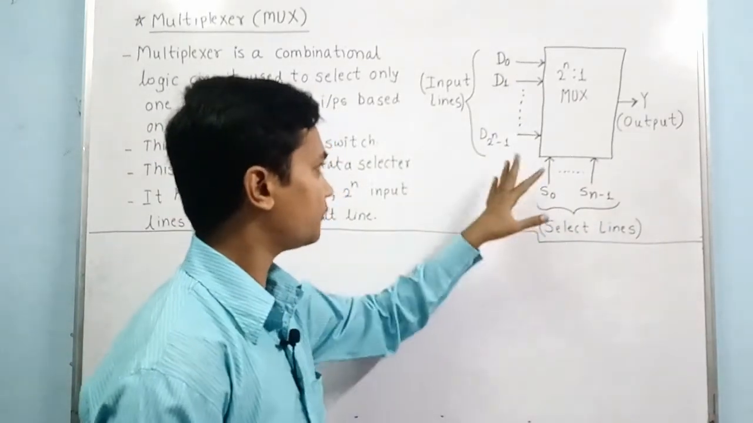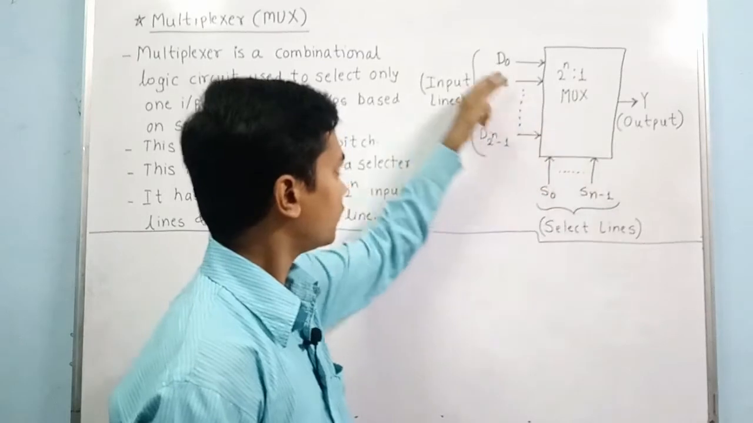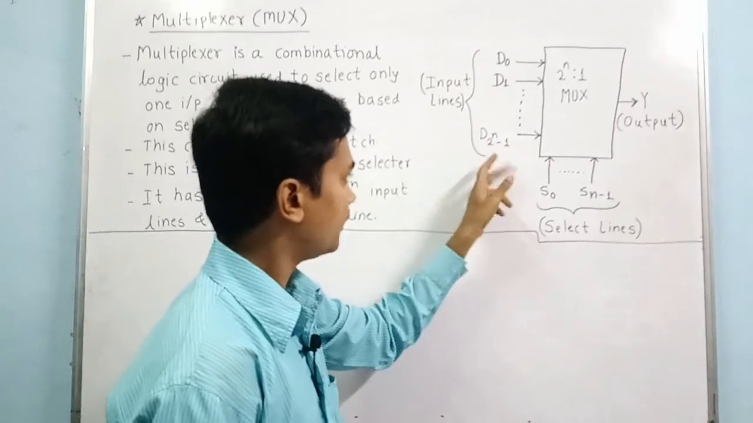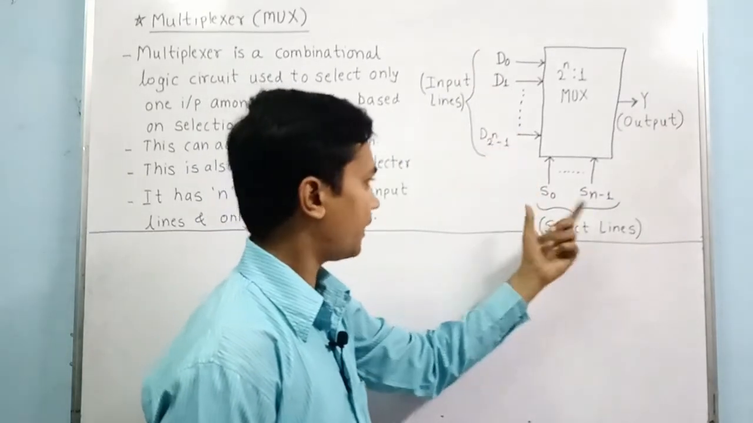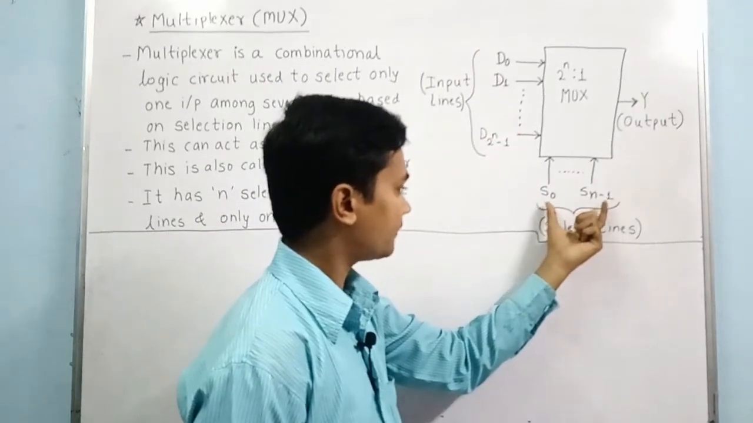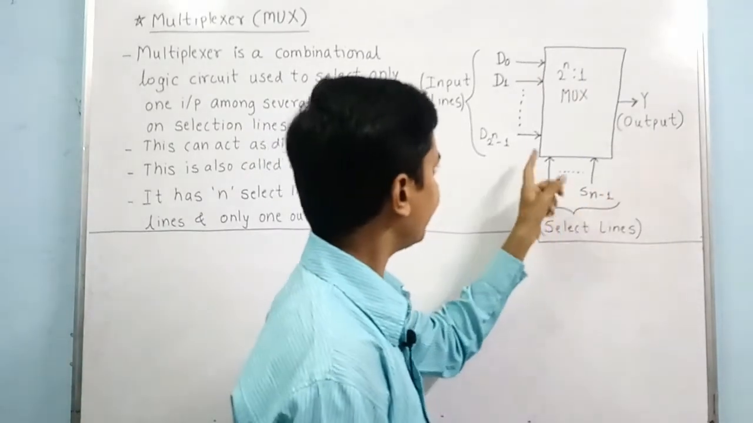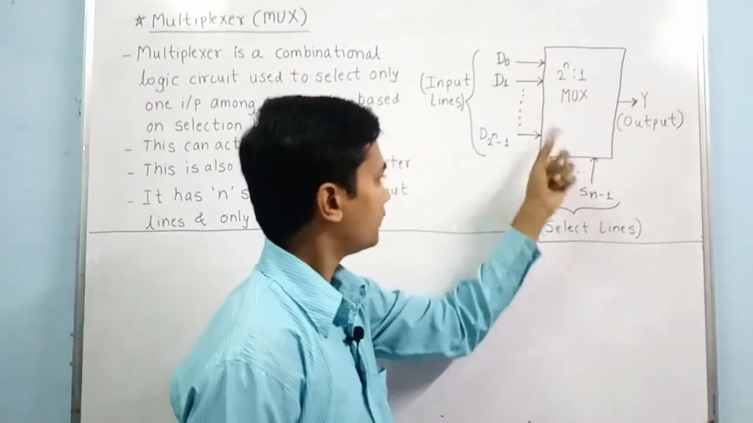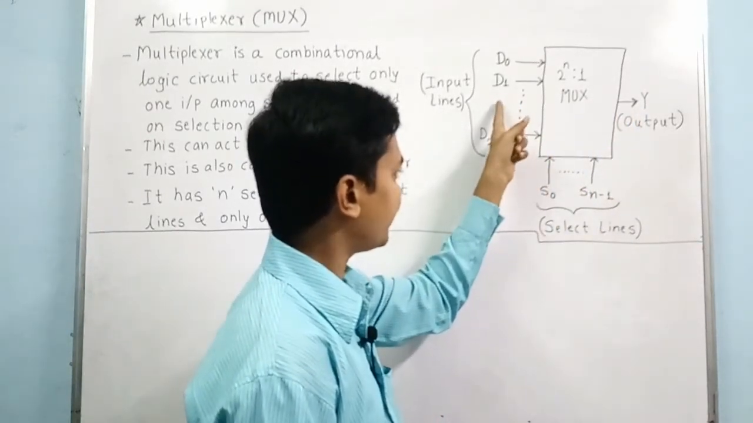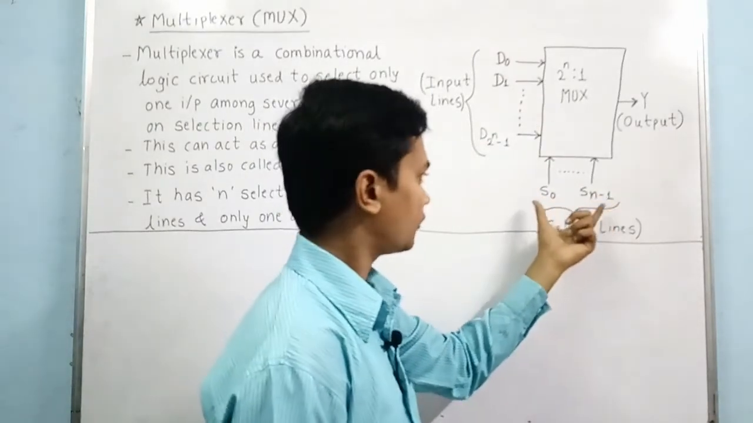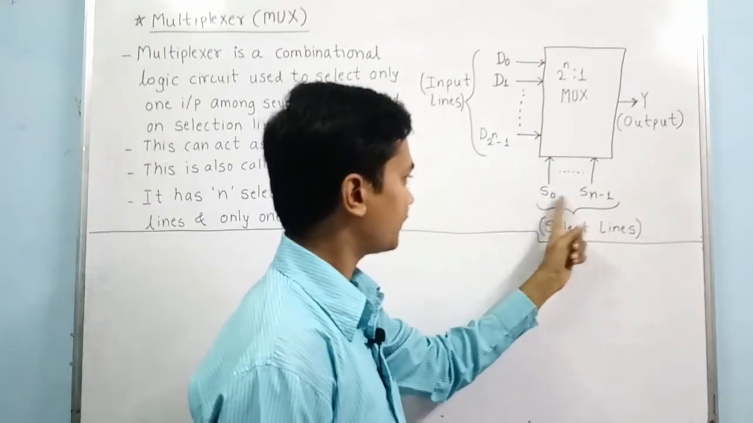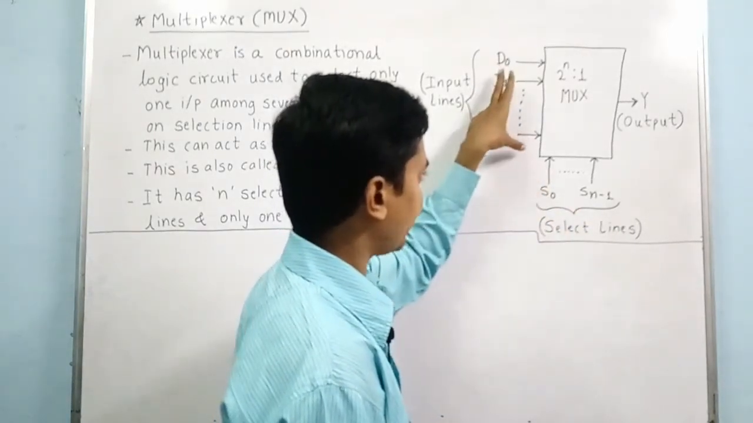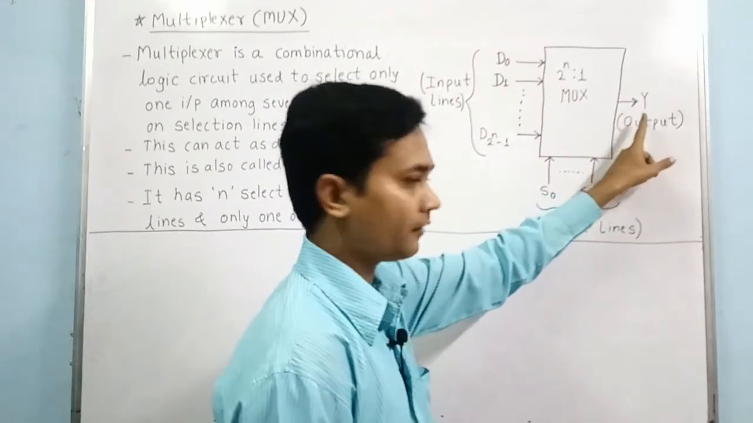Okay, so here in this symbol the multiplexer is having a total of 2 raised to n number of inputs. So these inputs can be selected by these n select lines. Whichever input you want to transfer at the output, only that particular input will be selected by using the select lines. So consider that if you are having two select lines, then you will have 2 raised to 2 input lines, that is 4 input lines, and it is having only one output line.